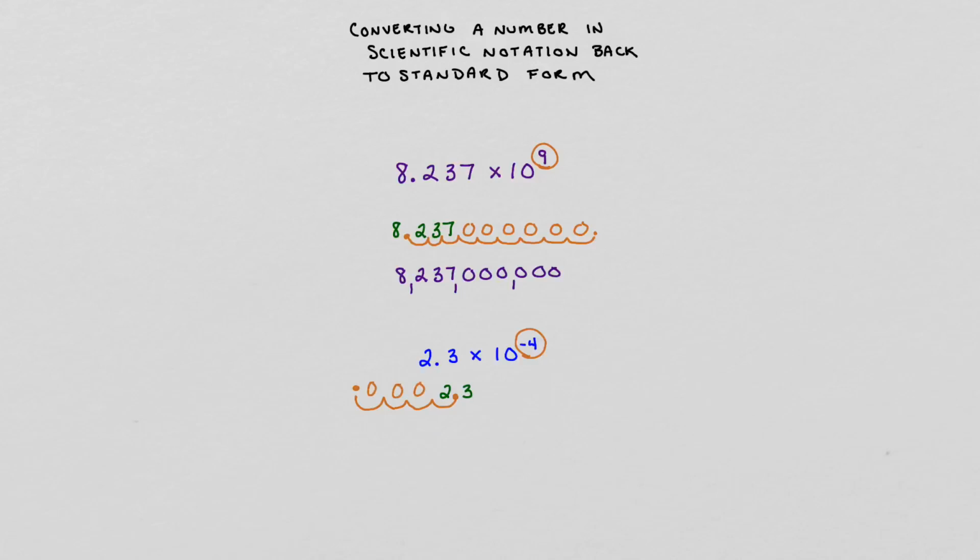So my final answer will be 0.00023. Notice that I did put a 0 out in front of the decimal point. You don't need to do that. It's just my preferred way of presenting my final answer. All right, we are all done.